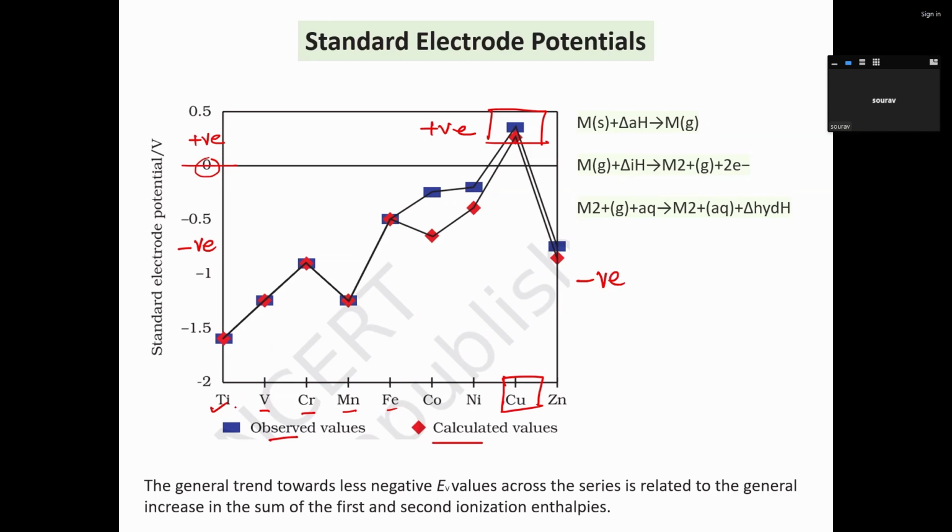Now you can see that from titanium to vanadium, vanadium to chromium, the electrode potential value increases. Then from manganese, again it decreases. So what electrode potential are we talking about here? We are talking about M to M plus 2. That means two electron potential, that means second ionization enthalpy.